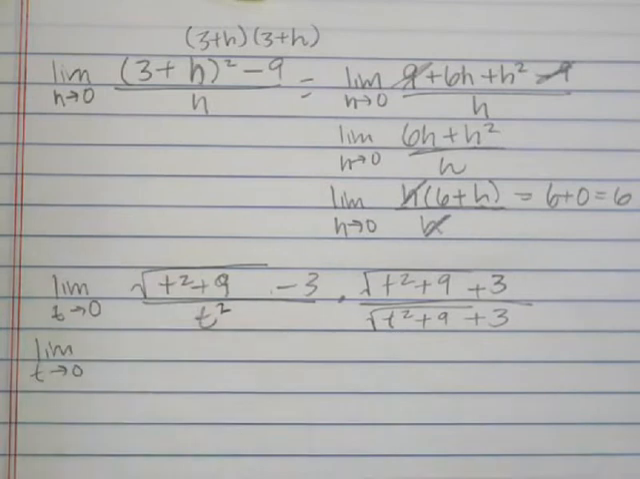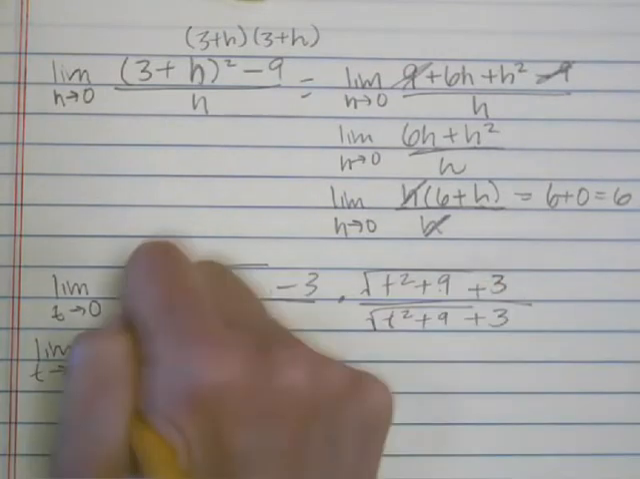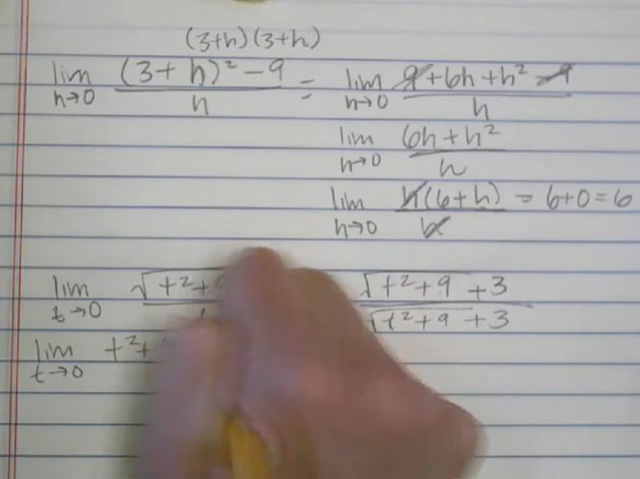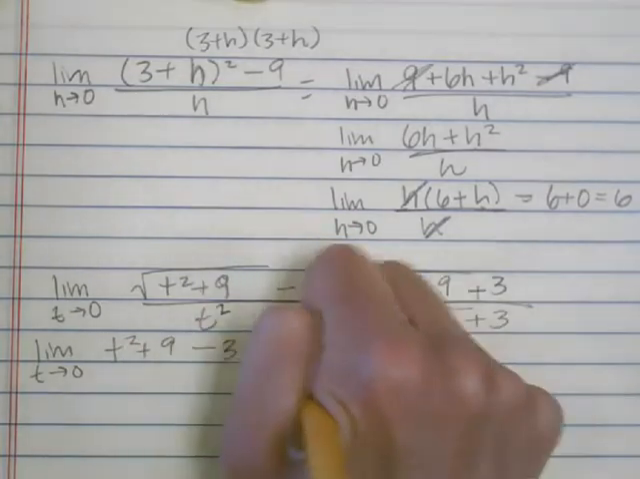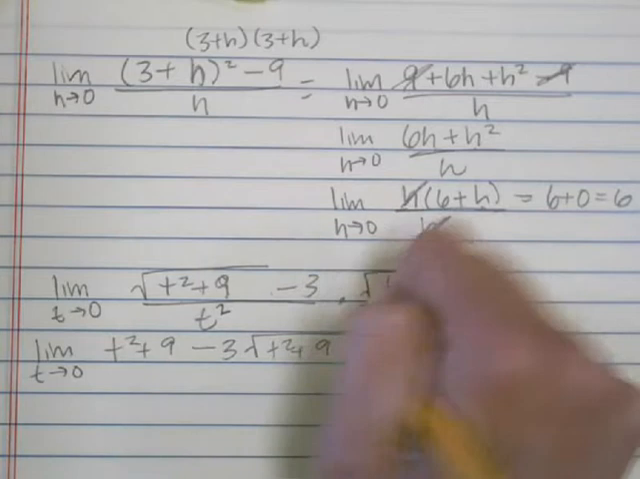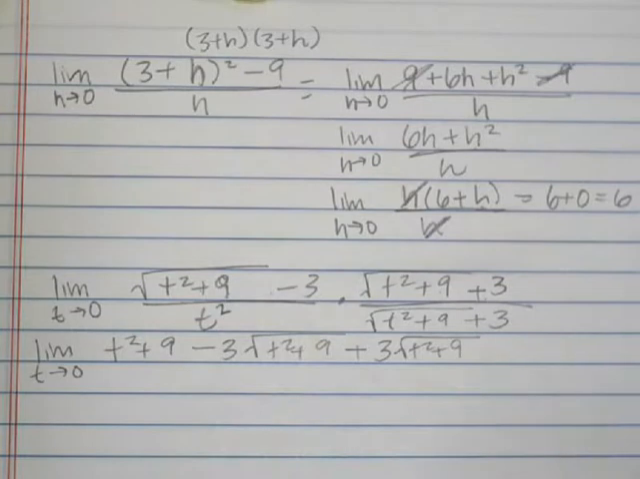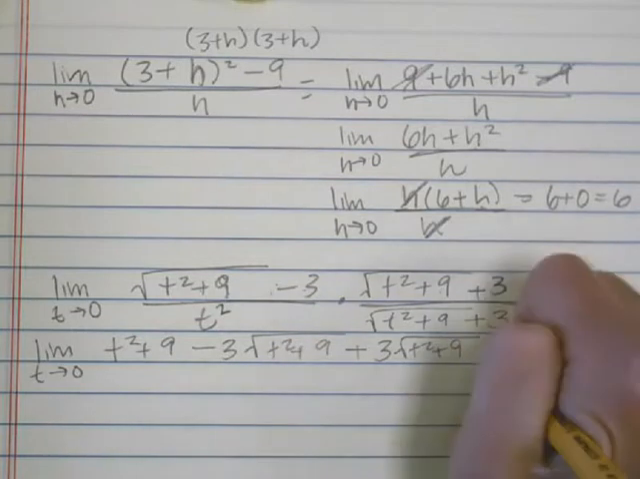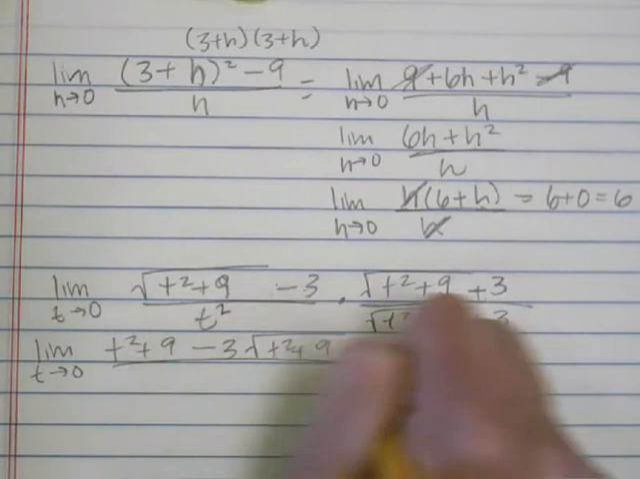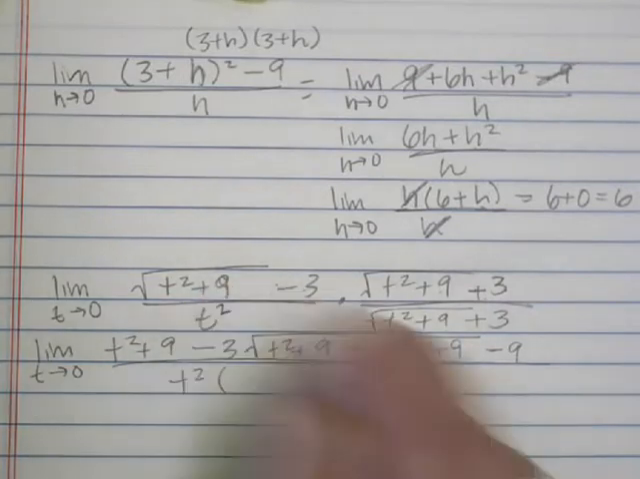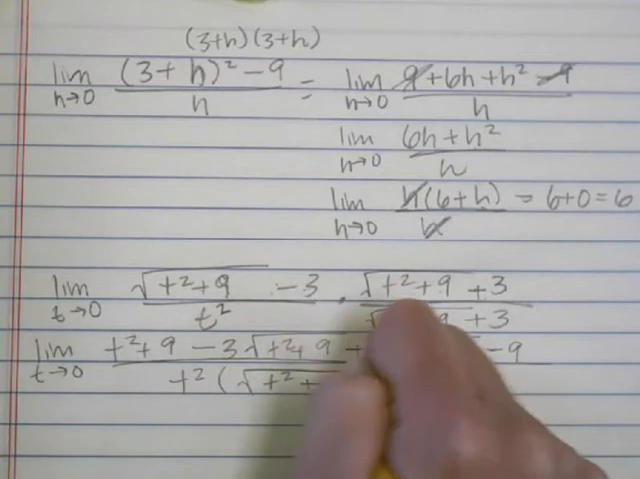So I'm going to FOIL this out. This times this will get rid of the root, so I'll have t squared plus 9. If I multiply the inner one, I'll get minus 3 times the square root of t squared plus 9. And if I multiply the outer one, I'll get plus 3 times the square root of t squared plus 9. And then if I multiply at the end, I get negative 9, divided by, and I'm just going to leave this like this, t squared times the square root of t squared plus 9 plus 3.